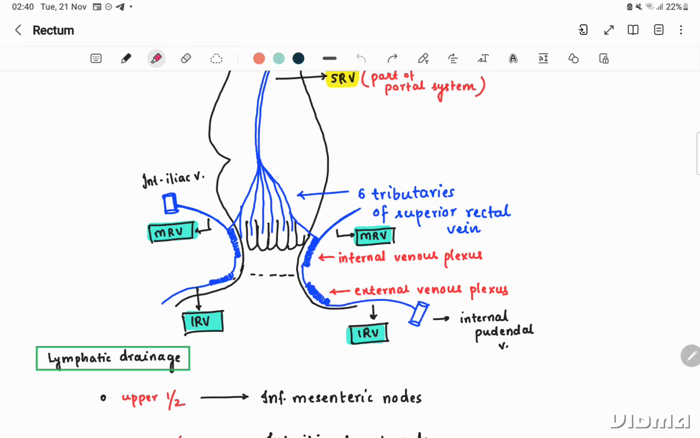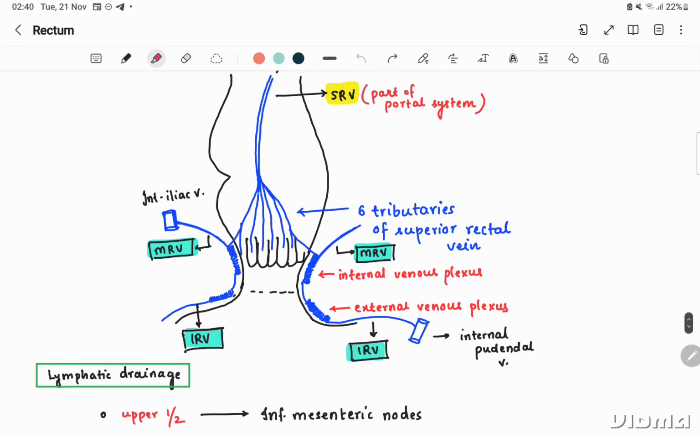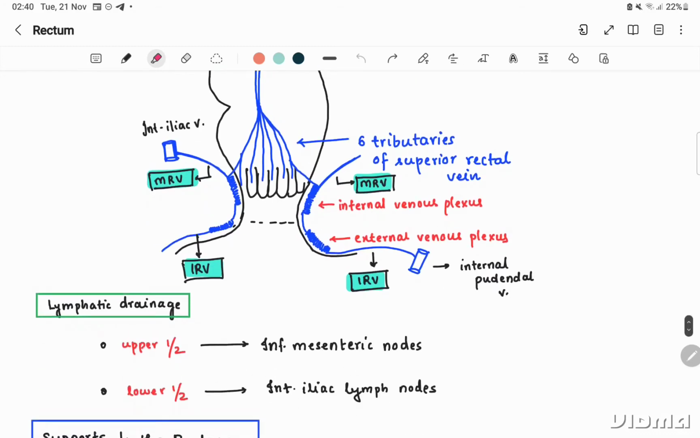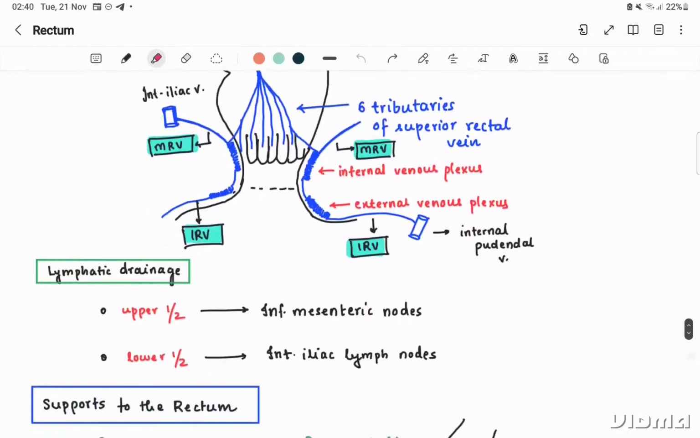So that is the anastomosis: the superior rectal vein connects to the middle rectal vein, and this middle rectal vein and the inferior rectal vein are also connected. Understood? So these are forming a venous plexus here. The superior rectal vein and the middle rectal vein form the internal venous plexus, and the inferior rectal vein forms the external venous plexus. So we have an internal venous plexus and an external venous plexus formed in the rectum.